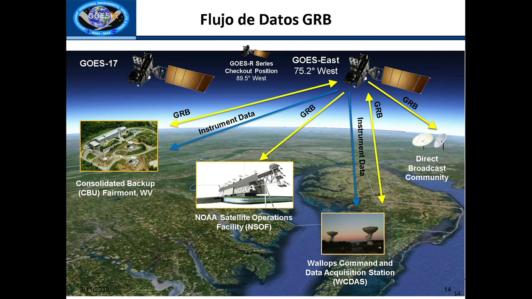So I was describing this before, and we have the instrument data coming down to the Wallops command and data acquisition station being processed, the level 0 data, which are basically ABI, or the detector values, being processed and eventually converted into pixel values registered in a fixed grid. And that's all done at Wallops. And the end product there is a level 1B product that's sent back up to the satellite. The level 1B product then comes back down on the GRB stream to the direct broadcast users, like the station here, and also to the NOAA satellite operations facility in Suitland.